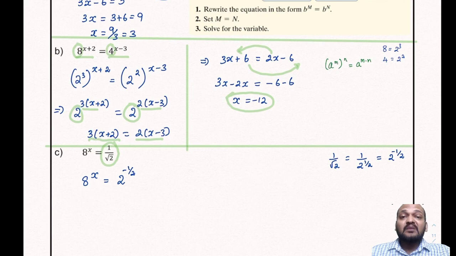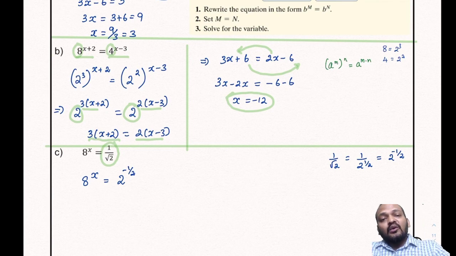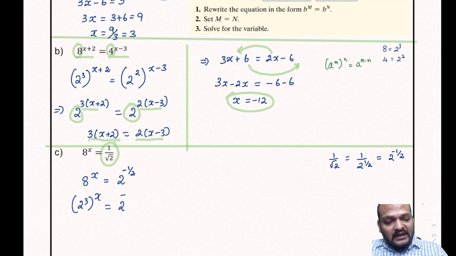Again, I don't have the same common base, and now I have to find a common base between them. I have 8 on one side and 2 on the other side. So how do I do that? There is a common factor between the 8 and 2, and that is 2. Now you agree that I can write 8 as 2 cubed. So this is going to be 2 cubed to the x equals 2 to the negative 1/2.